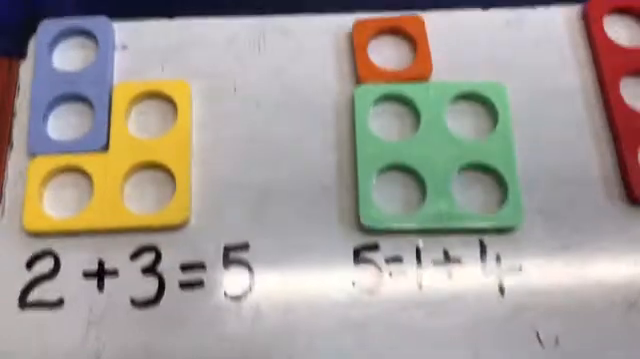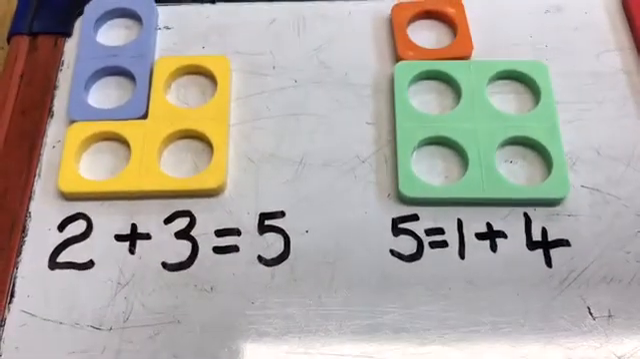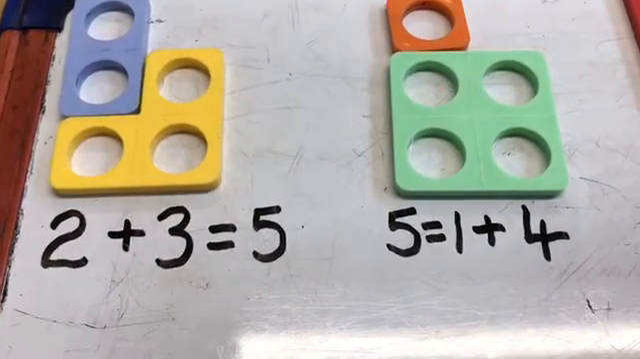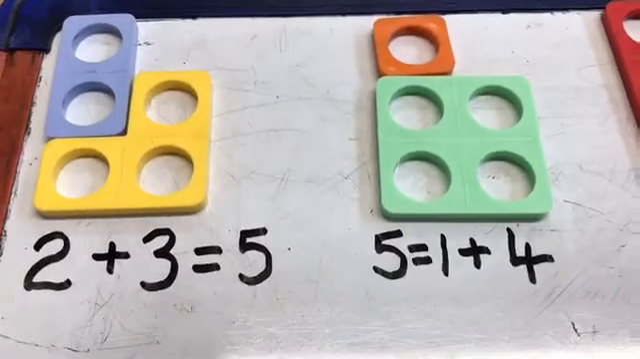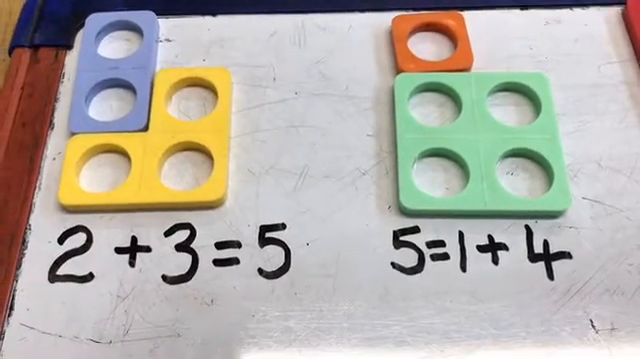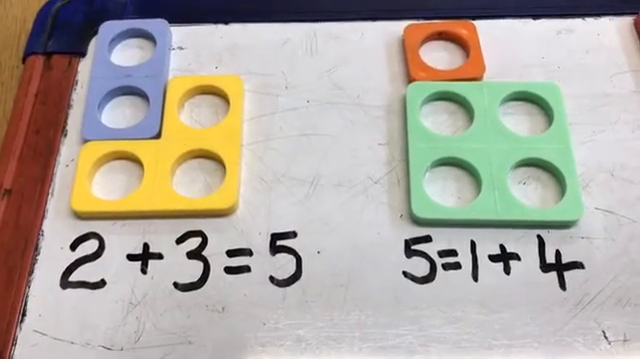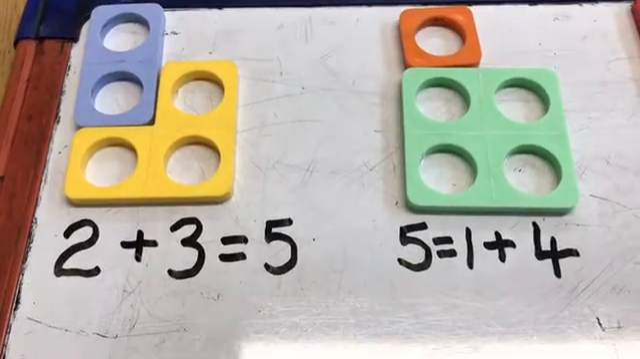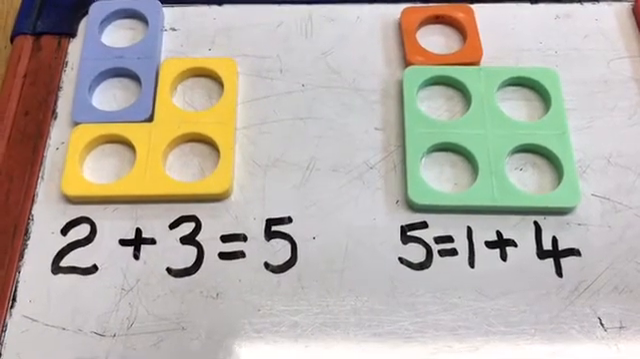Now, I've written that slightly differently to the other one. I've got my equal sign in a different place. But you're allowed to do that. Either way is correct, even if you write it that 5 equals 1 add 4, or 1 add 4 equals 5. They have the same meaning because the equal sign is like a balancing symbol.